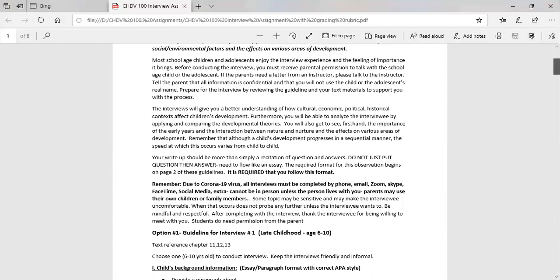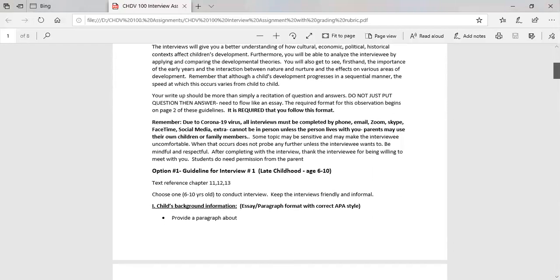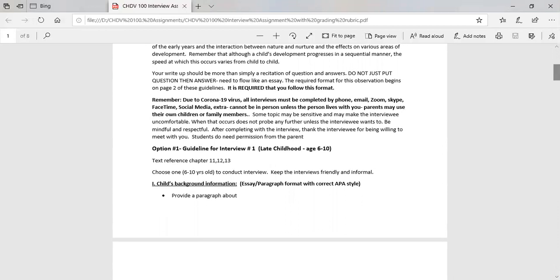For this, you do need to get permission from the parent. I'm not going to make you have a signed form this semester due to the coronavirus. However, you do need to get permission. In your paper, you will be changing the child's name just for confidentiality, and you can tell the parent that and tell the child.